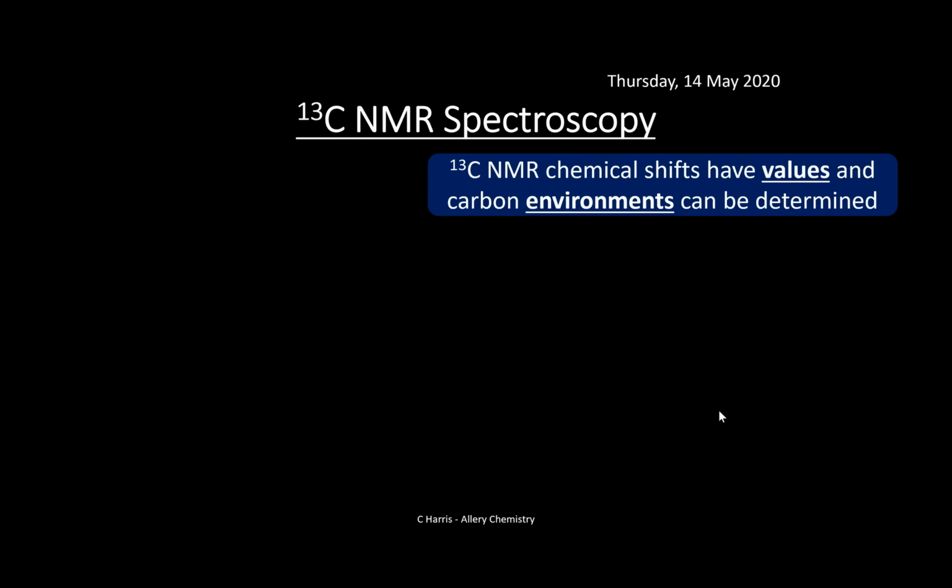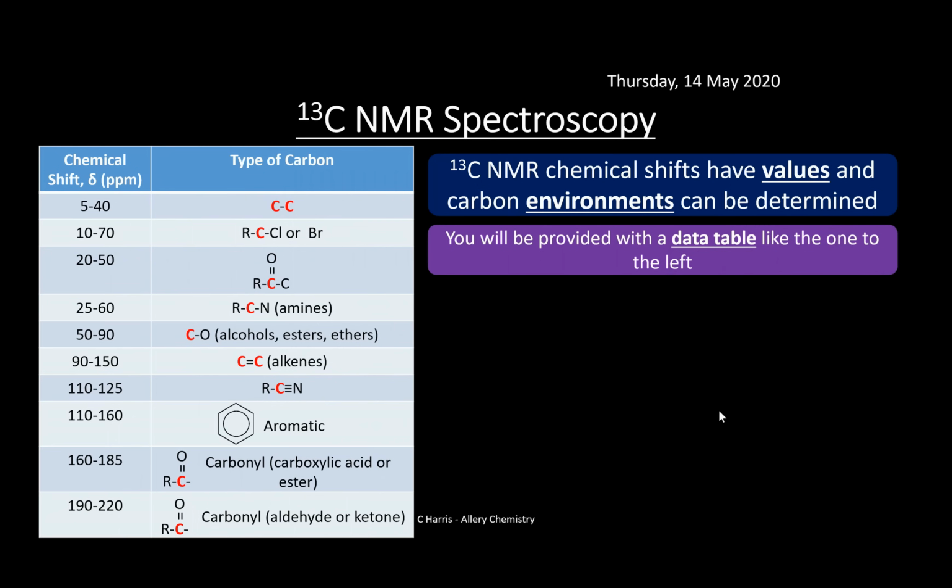Okay, so carbon-13 chemical shifts, they have values, and carbon environments can be determined. Okay, so this is what I'm saying. You'll be given this data in a data sheet or a data book. More than likely, you'll just have a sheet with this data on. So you will be given this. You don't need to actually remember the information on here, but it might not be exactly the same as this, but it'll be something similar.